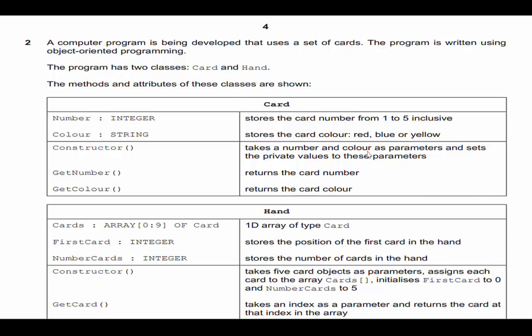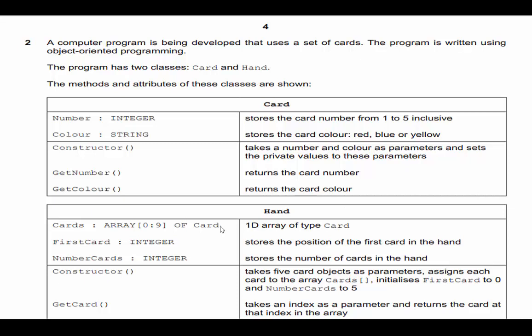Looking at the hand class, we're going to have cards as an array from 0 to 9. So that's going to be 10 cards of data type card. So we're going to create an array of objects here. We're going to have first card, which stores the position of the first card in the hand, and then number cards, which is also an integer, the number of cards the player is currently holding. Its constructor takes 5 card objects as parameters, assigns each card to the array cards, initializes first card to 0, number cards to 5, and then one get method.